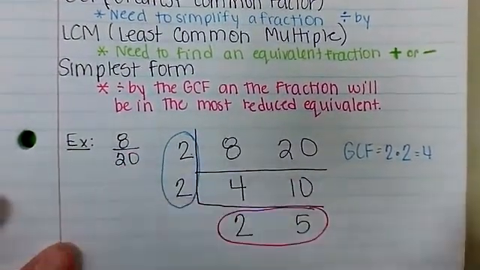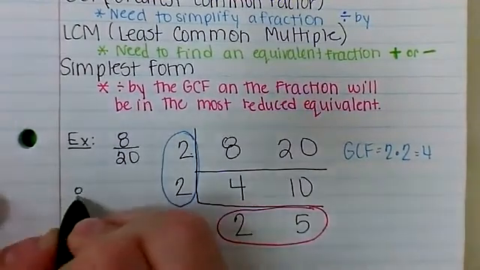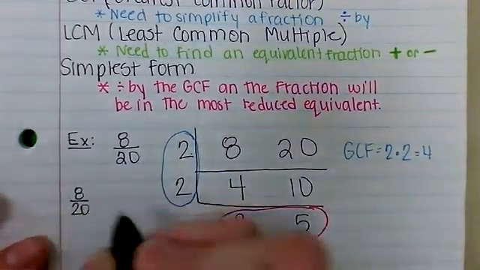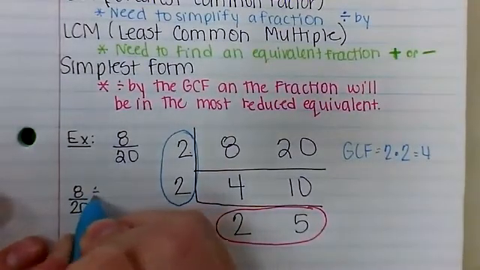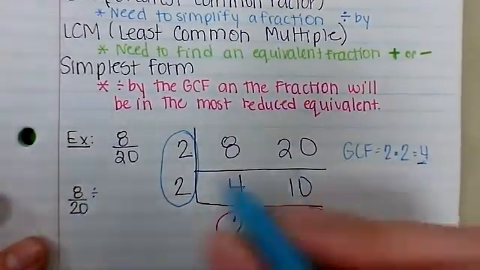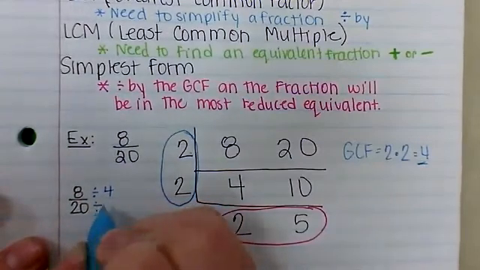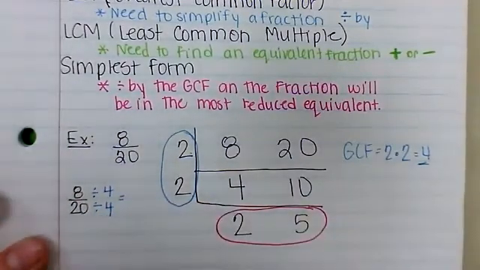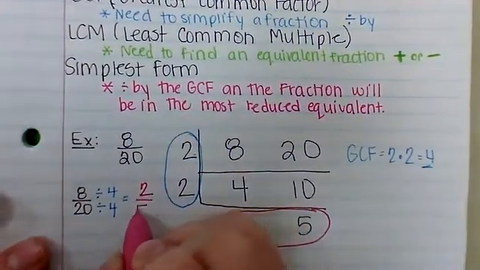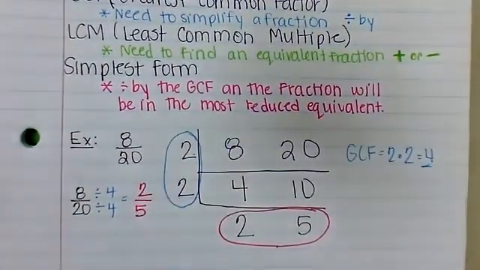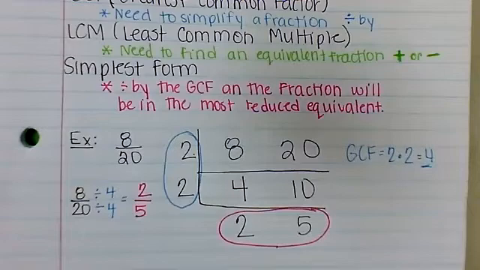So if I take 8/20, divide by the GCF, which is 4, I will get the simplest form, which is 2/5. Let's do another example.